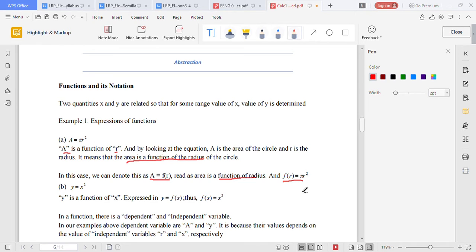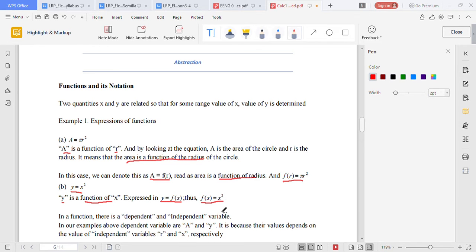Another example is y equals x squared. If you recall, this is a parabola, and y is a function of x, which is expressed as y equals f of x, and thus f of x equals x squared.